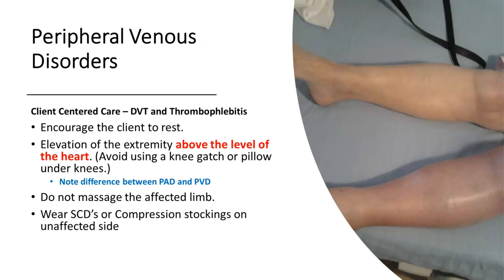Teach your clients not to massage the affected limb. Teach yourself and your techs and whoever else is there. We don't massage the affected extremity. That's going to dislodge that clot. So generally what we see from a patient teaching perspective is when you have irritation in your lower extremity, when it's cramping, one of the first things we do is rub that area. So we've got to make sure that we're following through with that client to make sure that we're not causing a PE. They can continue to wear SCDs or compression stockings on the unaffected side. Just don't put those compression stockings where the DVT is.